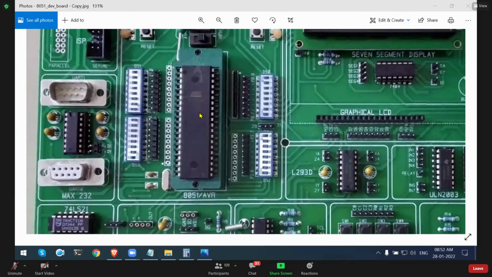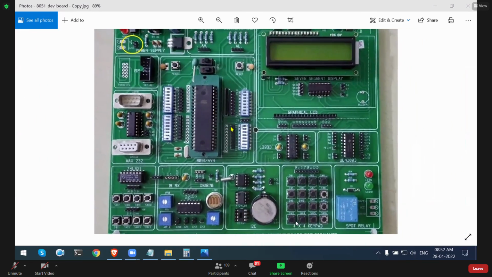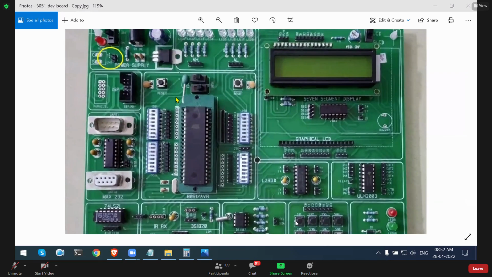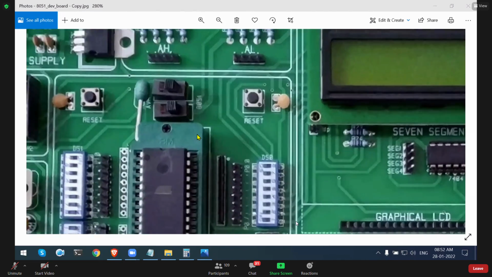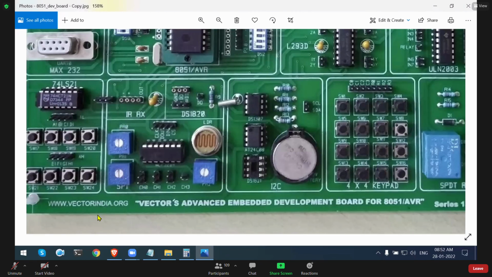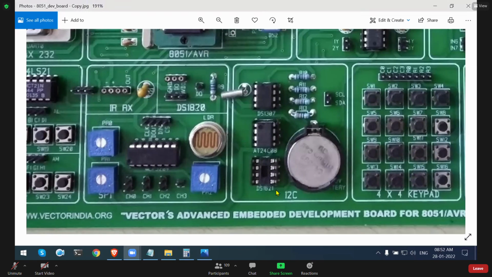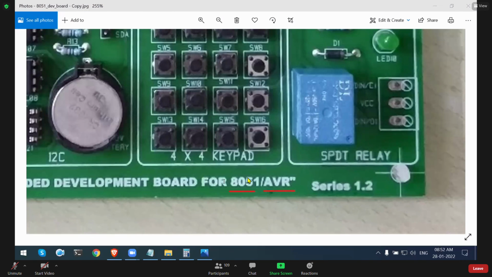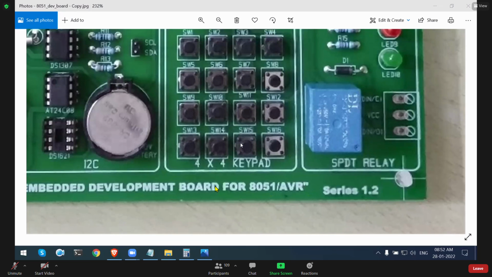For this you have to understand the internal RAM architecture. There are two resets because this board, designed by Vector, can be used for the 8051 and also the AVR microcontroller. For the 8051, one reset. For the AVR microcontroller, one reset. The same reset cannot be used for the 8051 and AVR.